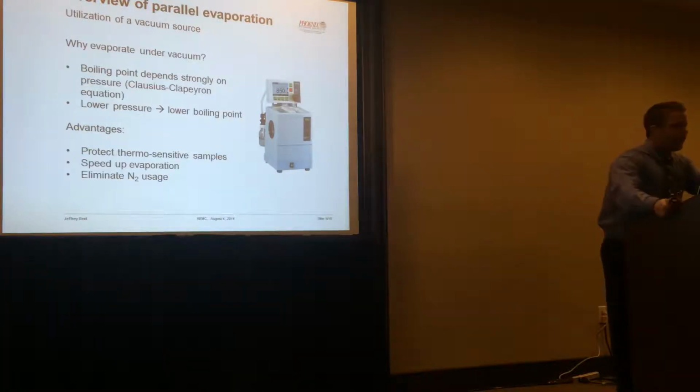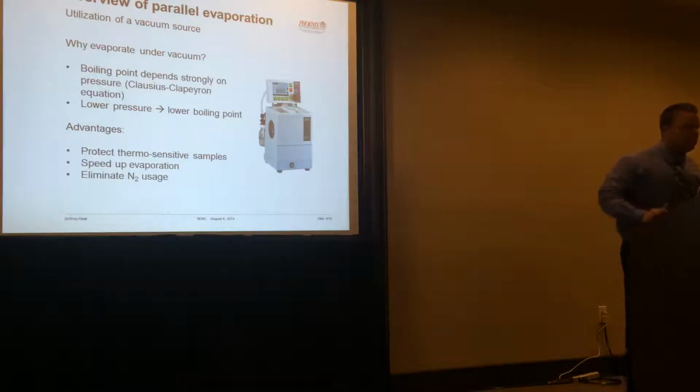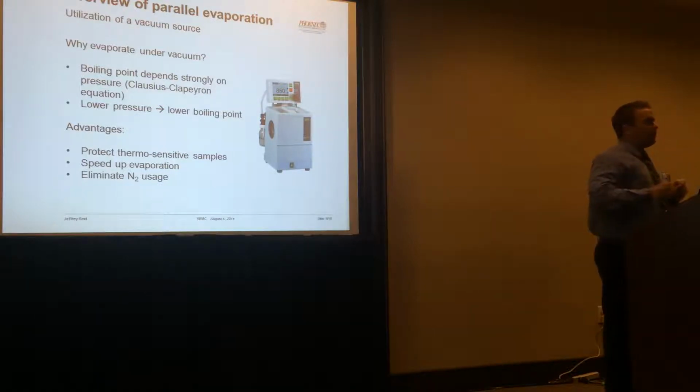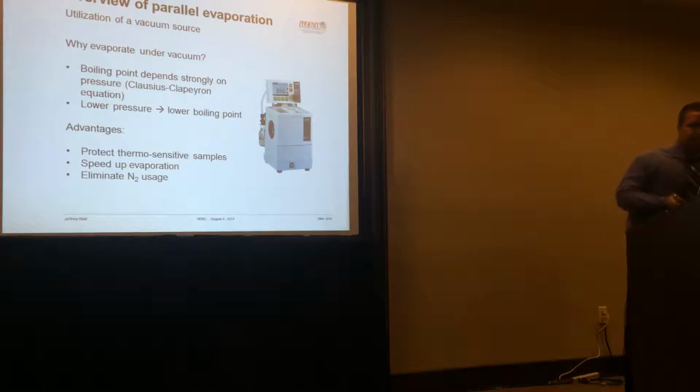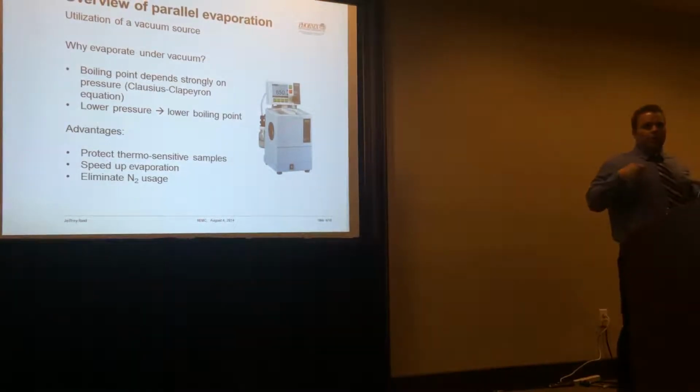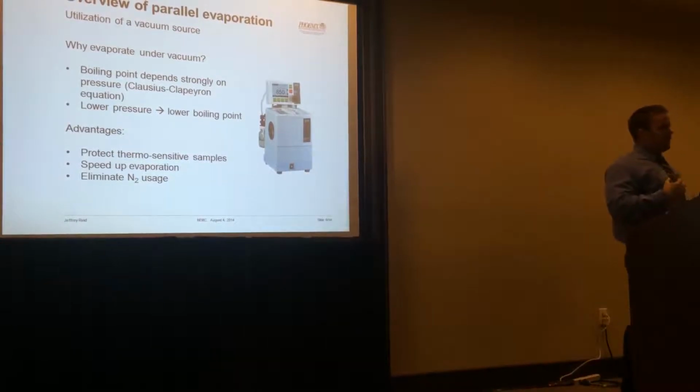Whenever you're performing parallel evaporation, it's always advantageous to evaporate under a vacuum source. That's because the solvent's boiling point is strictly dependent on the pressure of the system. It follows the Clausius-Clapeyron equation. Pretty much what this is saying is that you're able to manipulate the solvent's boiling point by reducing the pressure of the system. Let's take dichloromethane for instance. It has a boiling point of 40 degrees Celsius. When you reduce the pressure of the system, you can evaporate that off at a more gentle temperature.